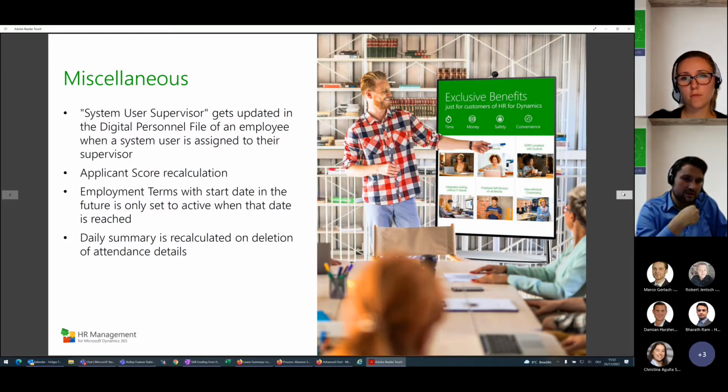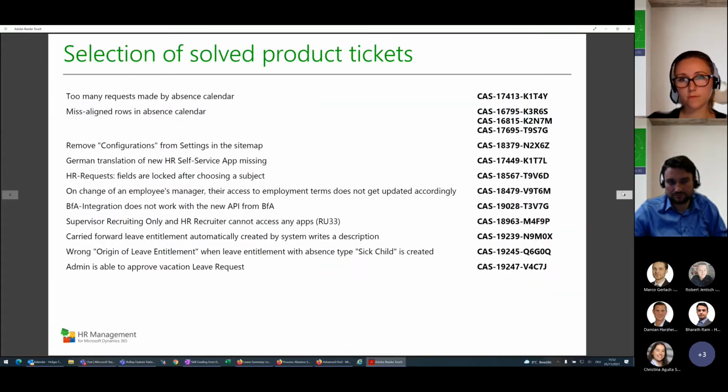We improved the applicant score recalculation, and an employment sample start date in the future is only set to active when that date is reached. Correct. Daily summary is recalculated on deletion of attendance detail. Yeah, in the past, remember, you had to deactivate in order to get attendance itself recalculated. Now we are also doing that on deletion.